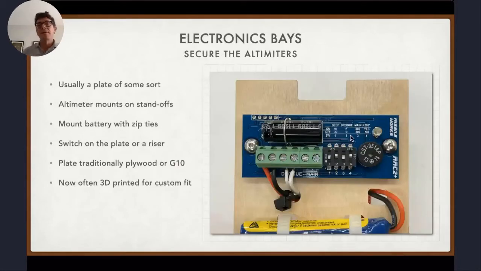So first of all, to secure the altimeter, generally they come with holes. And the most common way is to mount them on a rigid board with standoffs. So here is a piece of 1/8 inch plywood, but G10 or phenolic sheets or various things are all reasonable materials. Plywood is nice because it's easy to work with and easy to buy and not too expensive.